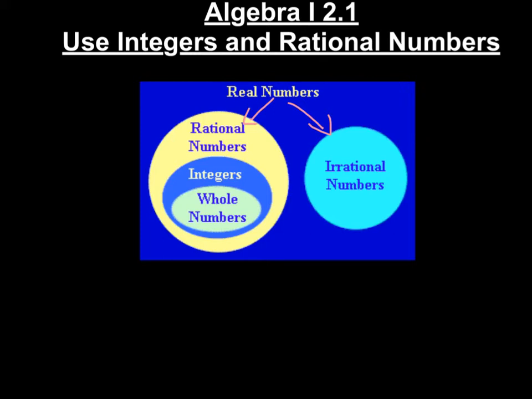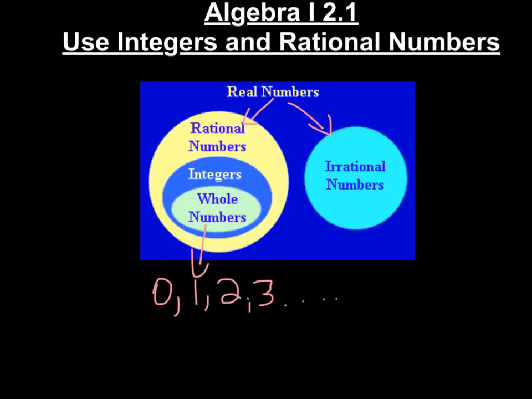Okay, so in the subgroup of rational numbers, we have integers as well as whole numbers. So let's take a look at what the difference of these things are. Whole numbers start with the number 0, and they're whole. They cannot contain decimals or pieces of another number. So we have 0, 1, 2, 3, and so on.